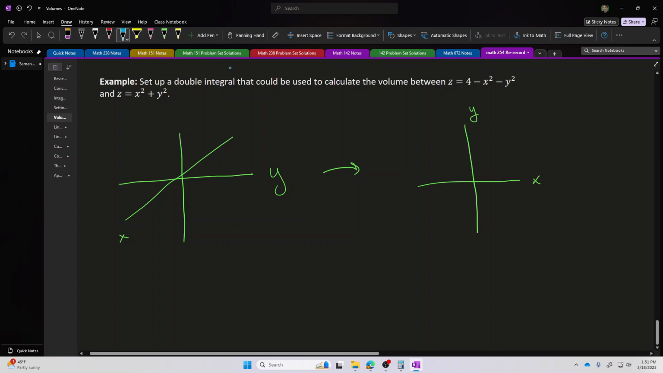So roughly speaking, here is my paraboloid opening up from the origin. Roughly speaking, here is my paraboloid opening down from 4. And so the region between those surfaces is a kind of weird egg shape, like an egg with a weird ridge on the outside of the egg.